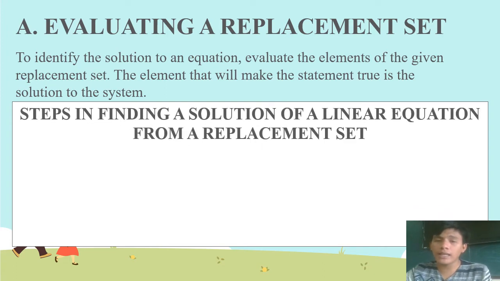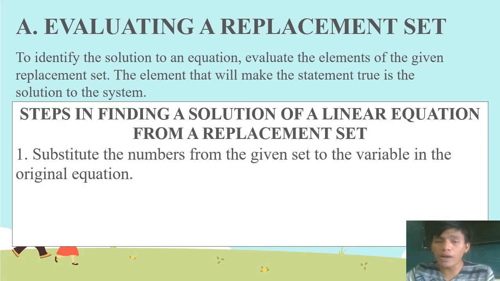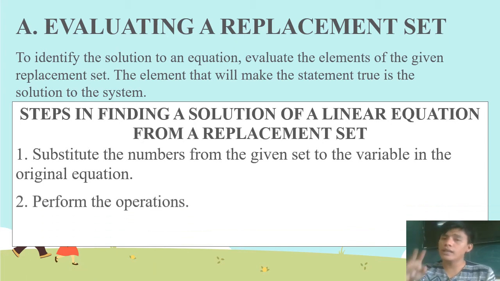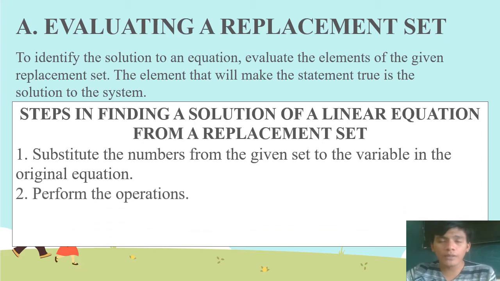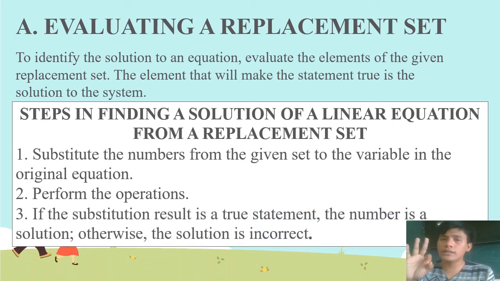Steps in finding a solution of a linear equation from a replacement set. Step 1. Substitute the numbers from the given set to the variable in the original equation. Second step. Perform the operations. Third step. If the substitution result is a true statement, the number is the solution. Otherwise, the solution is incorrect.